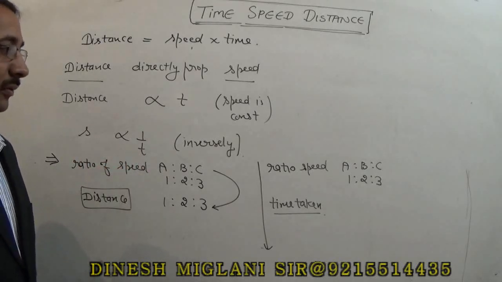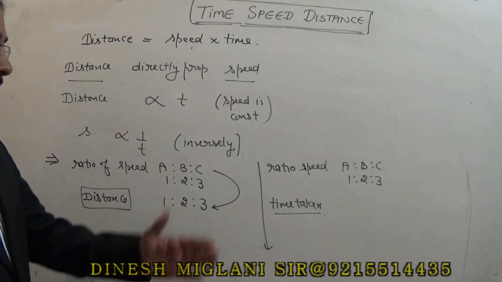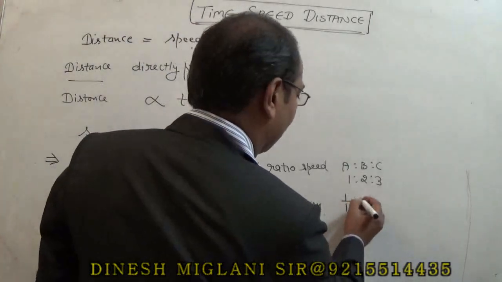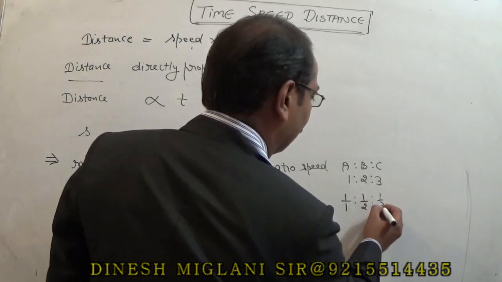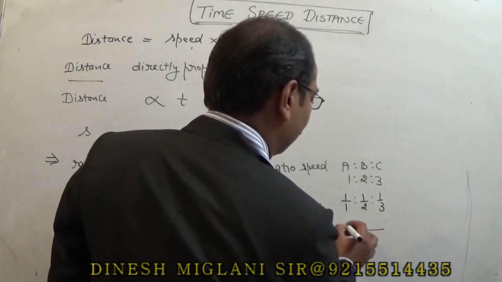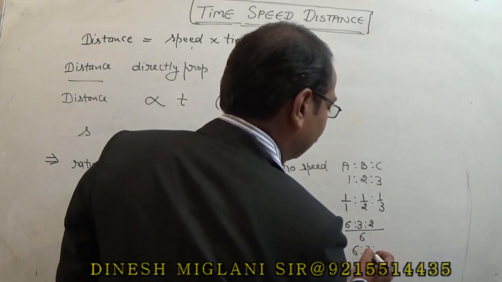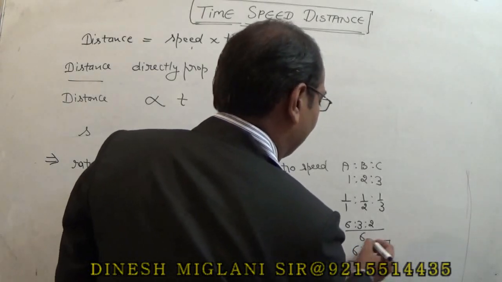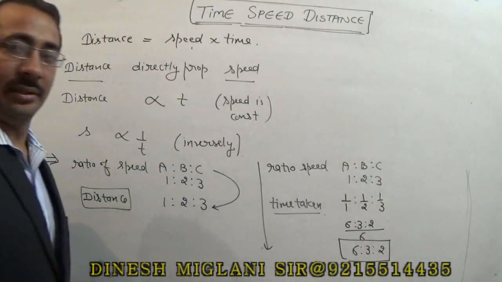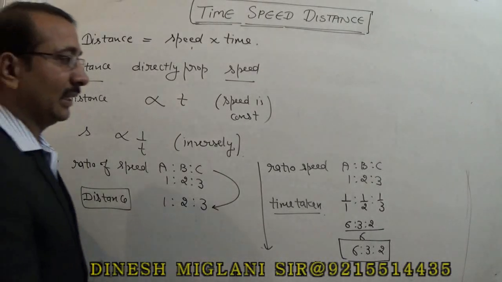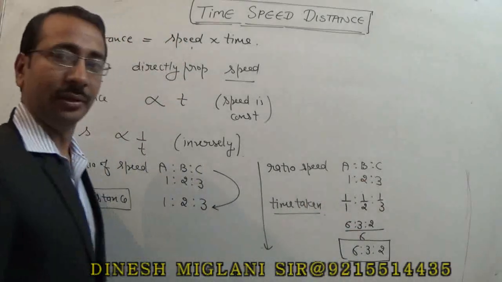That means when the ratio of the speed is given and we have to find the ratio of their time, you have to make it reverse. It becomes 1/1 : 1/2 : 1/3. LCM is 6, so we can say 6:3:2. That becomes your answer. So the ratio of their time taken is 6:3:2. Right? We cannot make it as 3:2:1, that will be wrong.